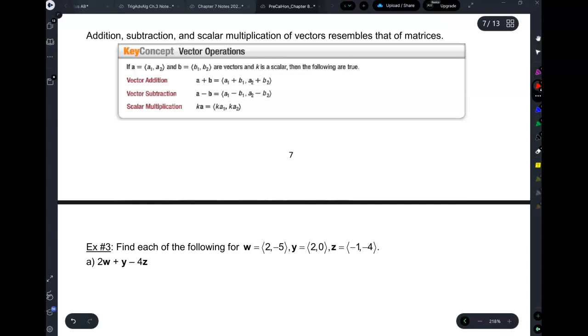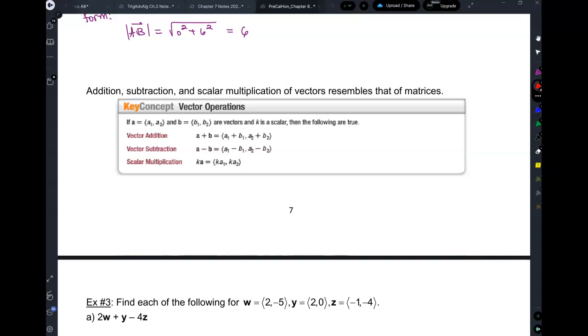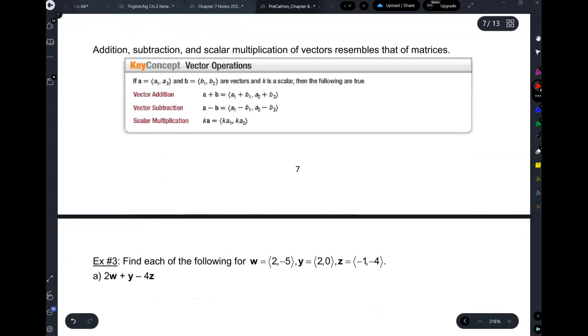Okay. How do we add and subtract vectors? To add and subtract vectors, suppose you have vector A with its components, and vector B with its components. You just take the corresponding components and put them in the corresponding spot. Now, what does that remind you of? Matrices!